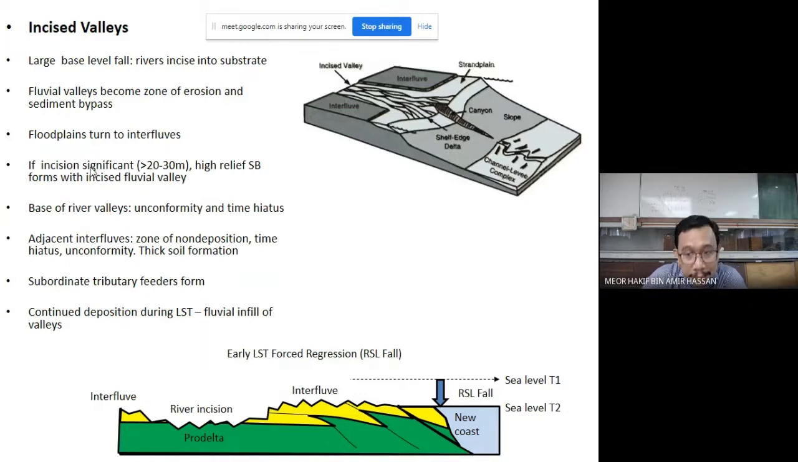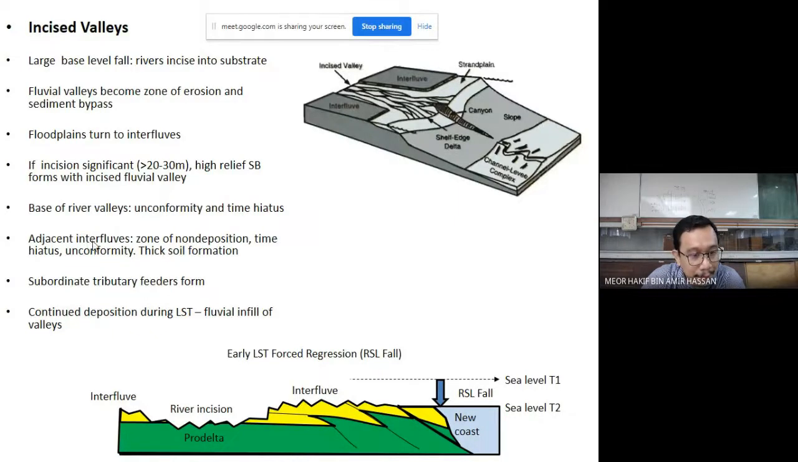Yeah, your incision can be very significant. It can be more than 20 to 30 meters deep, this is valley incision here. So you get a high relief sequence boundary forming inside the fluvial valleys. So here you have river incision, it could be 20, 30 meters deep, but it's much shallower along the higher interfluve areas. And mostly you get a lot of soil being developed here.